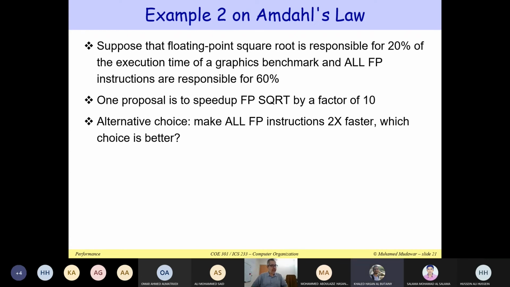We can apply Amdahl's law, right? We need to quantify this and justify it. It's not just saying the first one or the second one; we need to say why. To say why, we need to find out the speedup of each improvement. For example, if I improve the floating point square root by a factor of 10x, what will be the speedup that we can gain? Can you tell me what the speedup is?